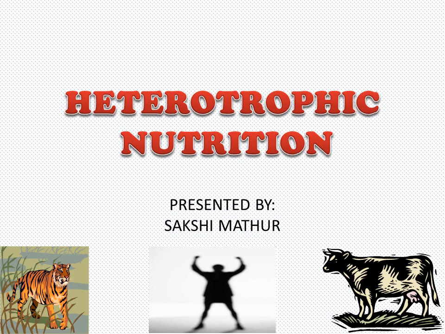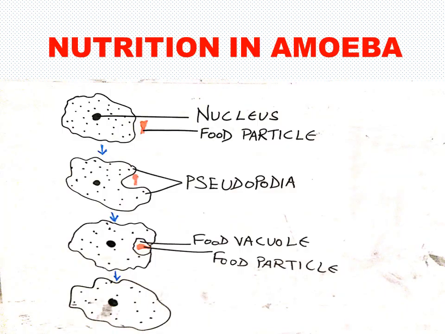So students, earlier in our previous lectures we have discussed how plants prepare their own food and how they eat their food. Let's now study the different types of organisms present on the earth. So, the first topic is nutrition in amoeba.